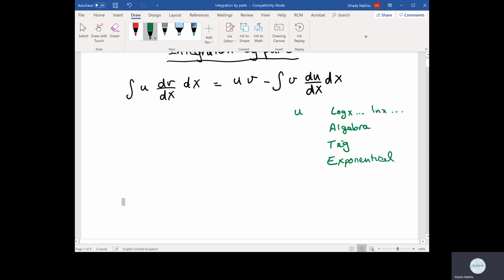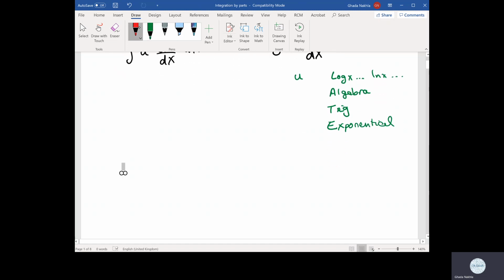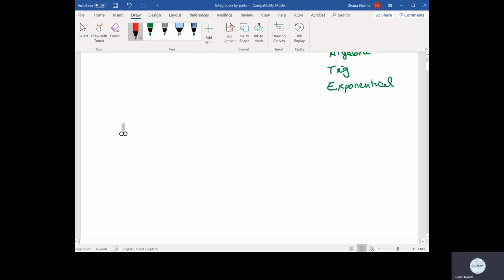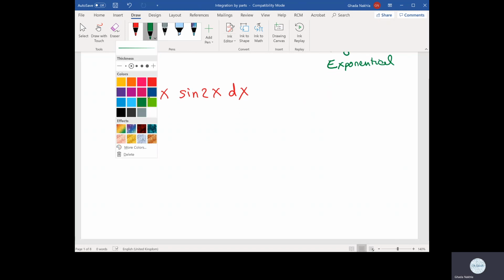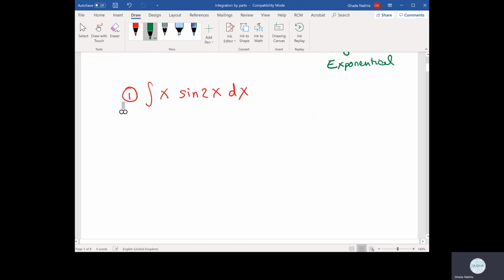So let's try and apply this to one of the questions. And our first question we're going to look at is the integration of x sine 2x dx. And you are asked to use integration by parts in order to integrate this. So the first step, as ever, we are going to identify u, and we are going to identify dv by dx.